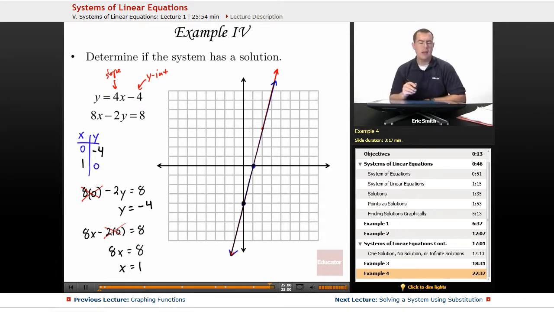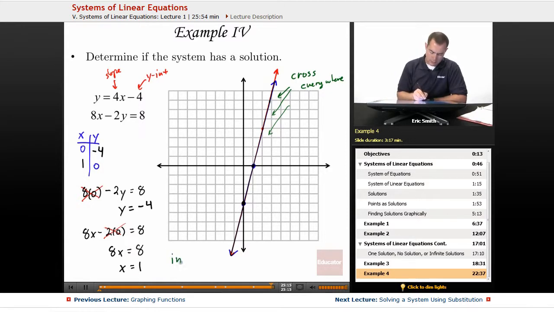Now remember, in this case we end up with an infinite amount of solutions, because they still cross, but they cross in lots of different spots. Or I could say they cross everywhere. So there are an infinite number of solutions.